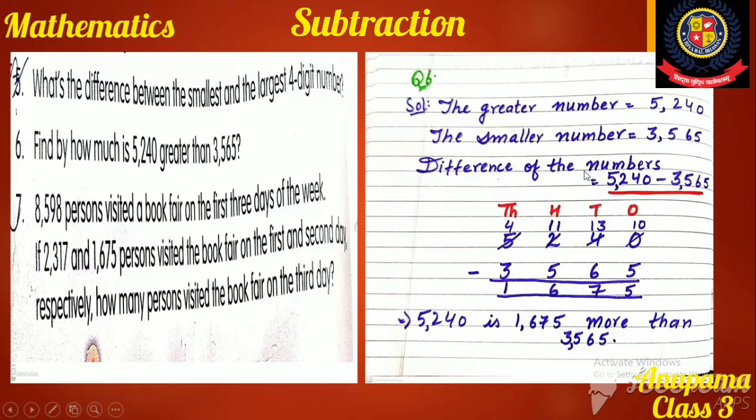Again we have to calculate the difference of the numbers. Then we will find how much 5240 is greater than 3565. So arrange these numbers in columns of thousands, hundreds, tens and ones. Okay. Now start from the right side in the ones column. Subtract 5 from 0. So what will we do? We will take a borrow from the tens column, from 4. Okay. So after giving 1, here 3 is left. Okay. So 0 becomes 10. So 10 minus 5, that is 5. Write 5 in the ones column.